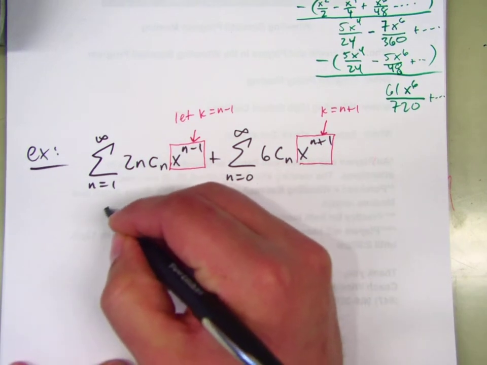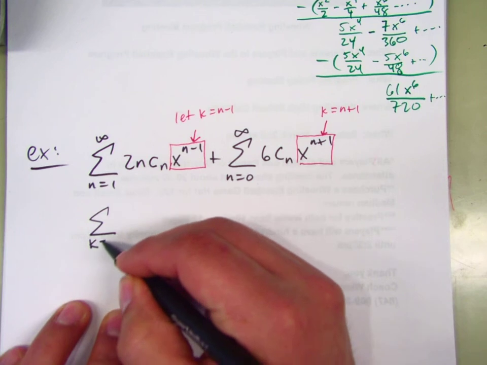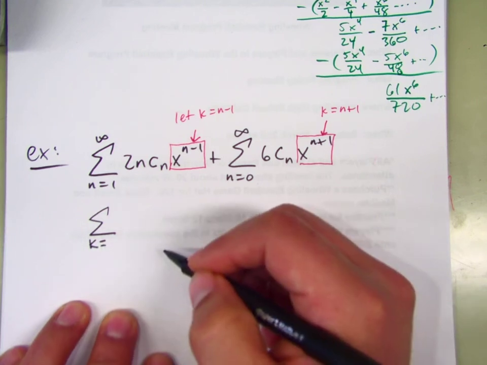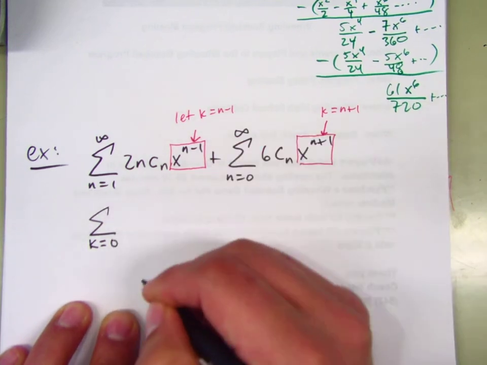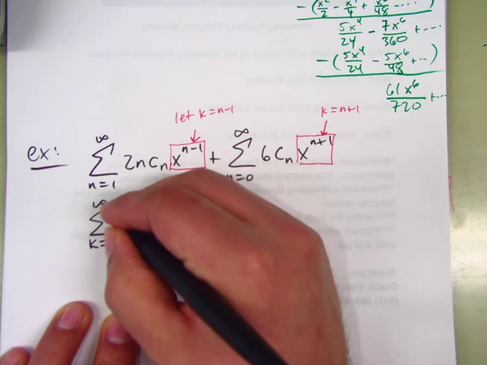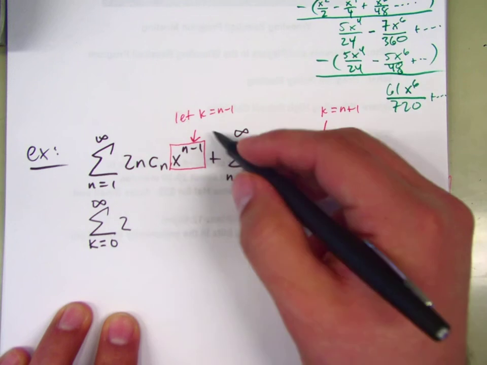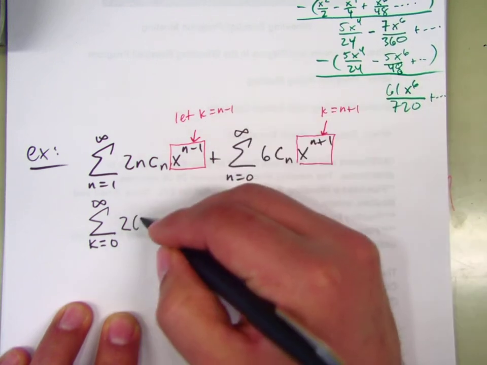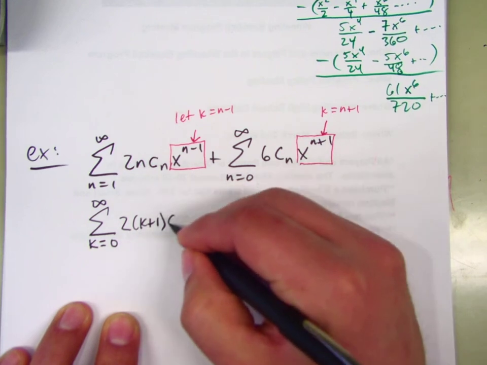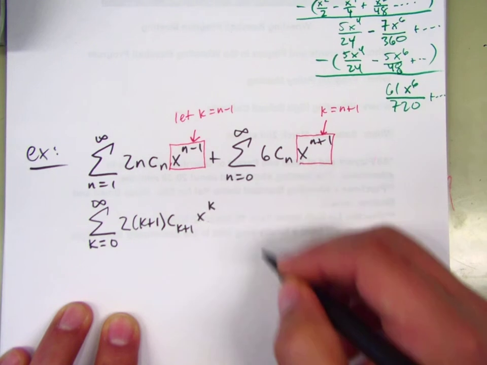So if I do that, instead of n equals 1, now we start at k equals what? Exactly, because if n is 1, plug it in. Now we're starting at k equals 0. Does that make sense? And now you just go through every n and take care of it. So instead of n, using this relationship, it's c sub k plus 1, and then x to the k.